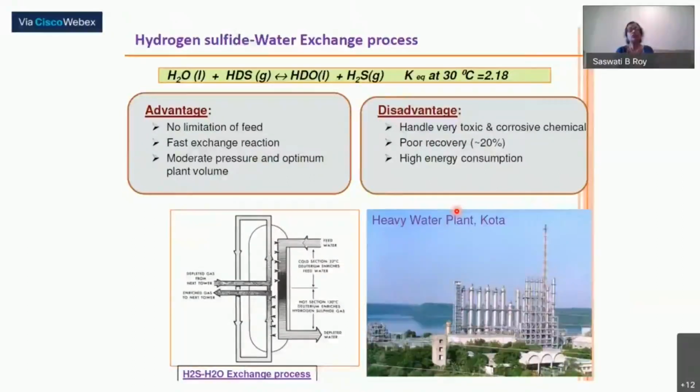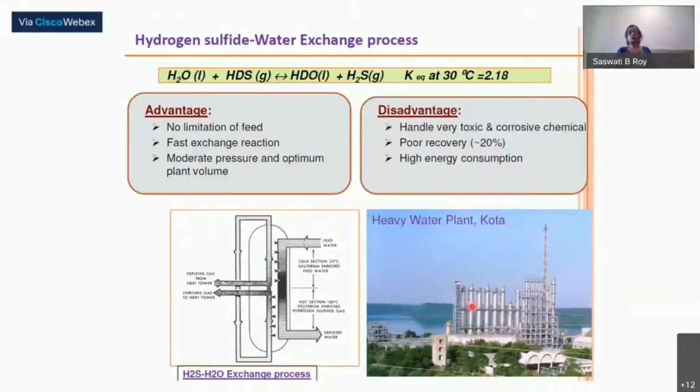And this is the water H2S process, what we call. When they come in contact, whatever deuterium is there in the H2S gets transferred to water, and water gets richer in D, so it goes on increasing its D2O content. Similarly, you can see this is a plant based on this technology, the water H2S exchange process. The columns are mostly outside in the open atmosphere, so that you can have these big columns there.